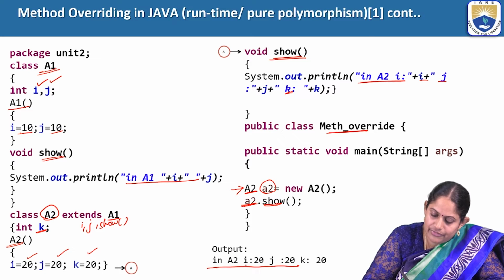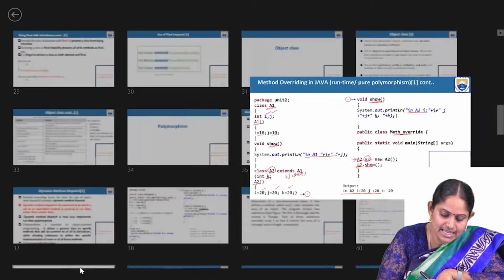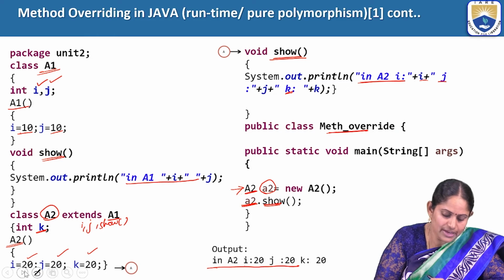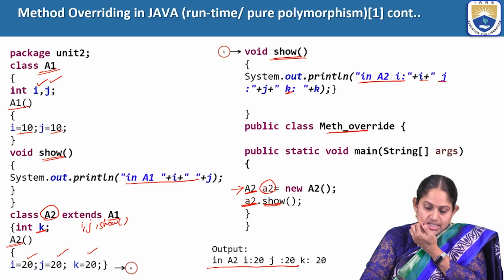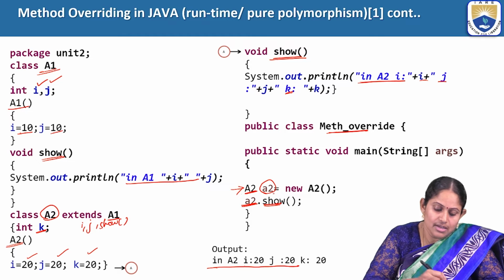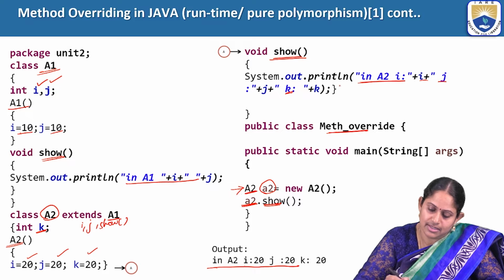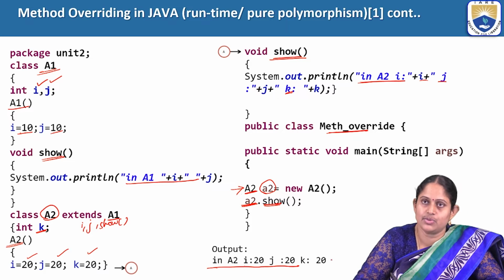In A2 we have values of i, j and k as 20, because inside the constructor we have set the values of i, j and k as 20. Since A2 is calling the show method, it will invoke the child class version of show. So you get i, j and k as 20.